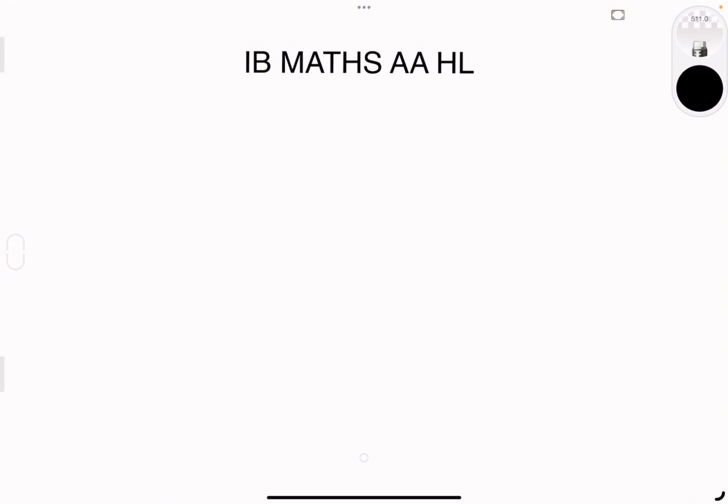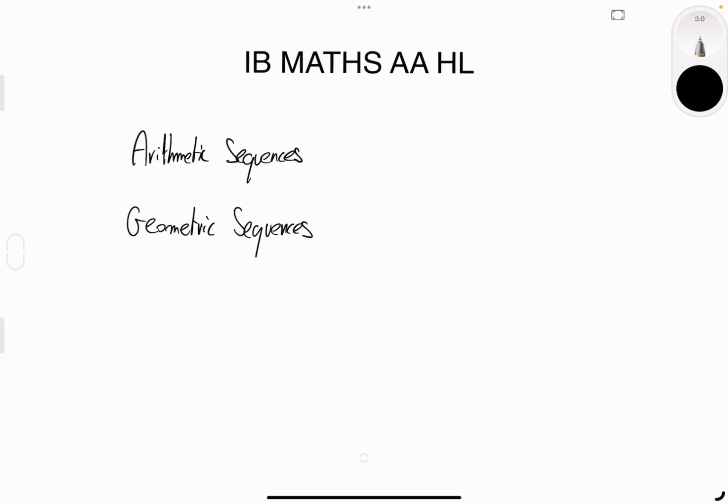So first up, we have sequences and series. A sequence is simply a list of numbers following a pattern, and a series is the sum of terms in a sequence. We mainly focus on two types of sequences. The first one is the arithmetic sequence, where each term increases by a constant difference that we can call d. For example, you can have a sequence that looks like this: 2, 5, 8, 11, and the constant difference d is 3, because it goes up by an increment of 3 every time.